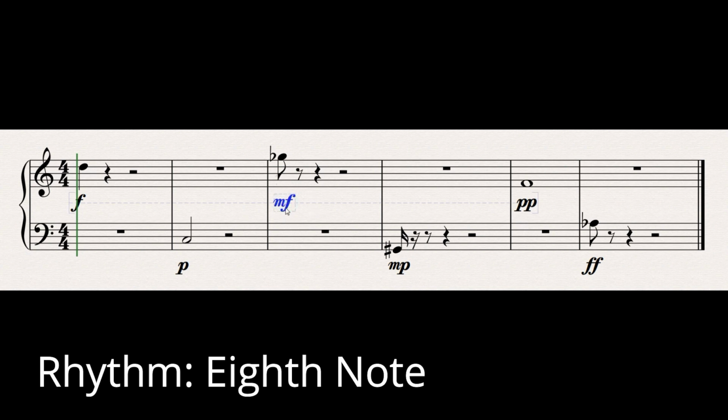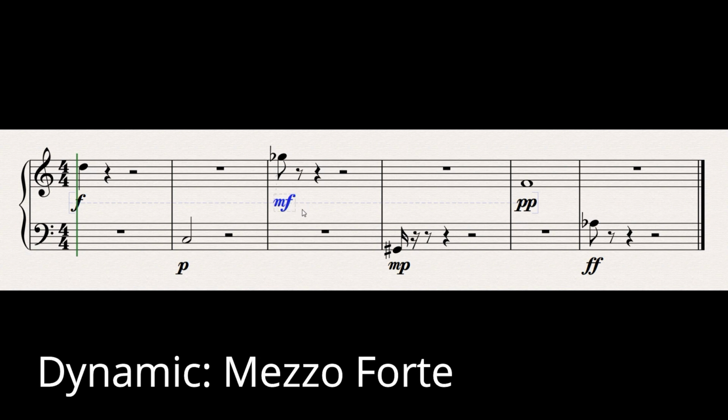Now what's our dynamic here? Well, I said earlier, if there's an F, it's something forte. MF, M means mezzo, mezzo forte. Mezzo literally means half. So like half strong, but we say normal volume, right? But you would write mezzo forte.